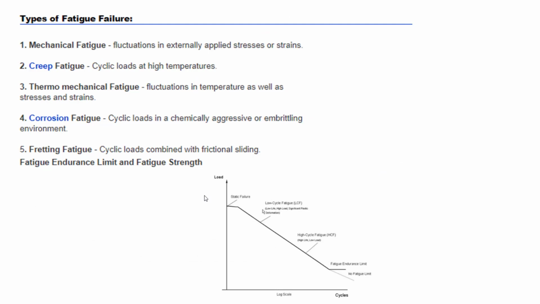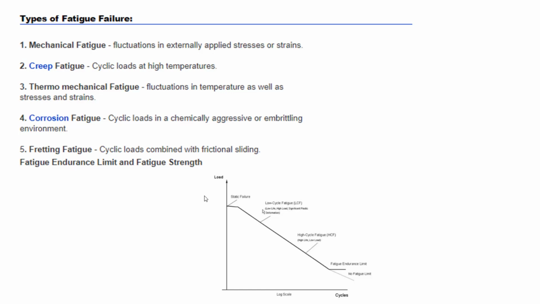So there are different types of fatigue failures. One is mechanical fatigue, which is due to fluctuations in the externally applied loads, that is, stresses and strains. Due to these stresses and strains, the fluctuations are created, and that is known as mechanical fatigue. Creep fatigue, in the sense, is due to high temperature with repetitive loading conditions.